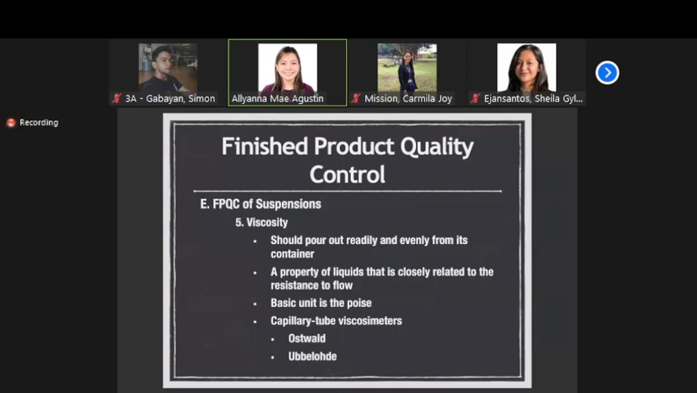Why wide mouth? Because of ease of pouring. It is easier to pour because the suspension is somewhat viscous. But we don't want it so viscous that it can no longer be poured from the bottle. So, for viscosity, the basic unit is poise, and it is measured by viscometers, your Ostwald and your Hoeppler viscometers.